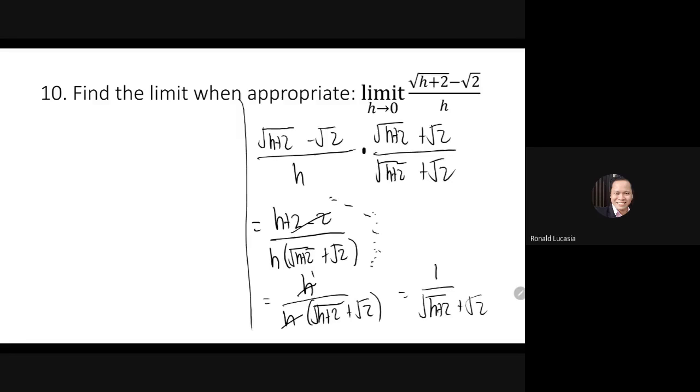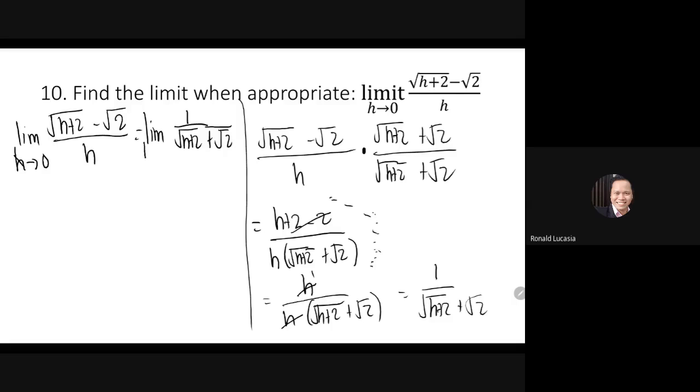So meaning to say, the limit of the square root of h plus 2 minus the square root of 2 all over h as h approaches to 0 is equal to the limit of 1 over the square root of h plus 2 plus the square root of 2 as h approaches to 0. So you can now substitute. That will be 1 over 0 plus 2 plus the square root of 2, that is the square root of 2 plus the square root of 2, 1 over 2 square root of 2.